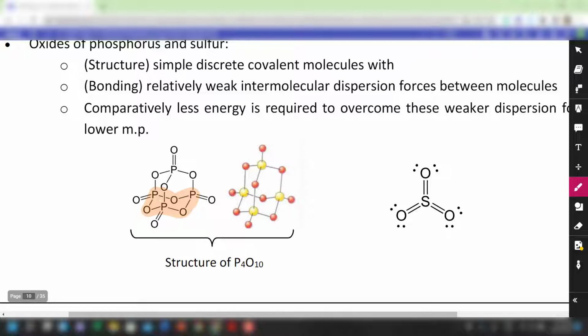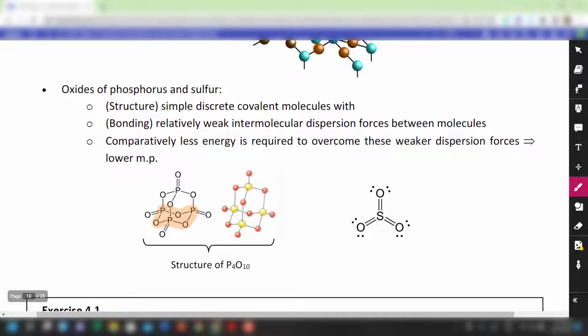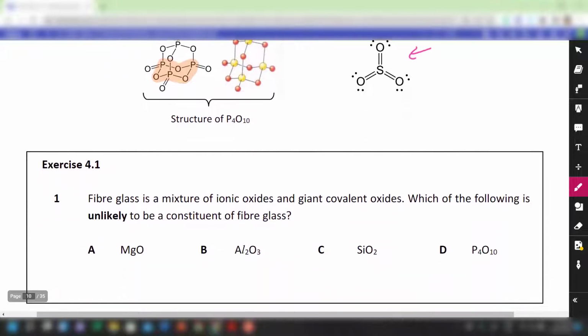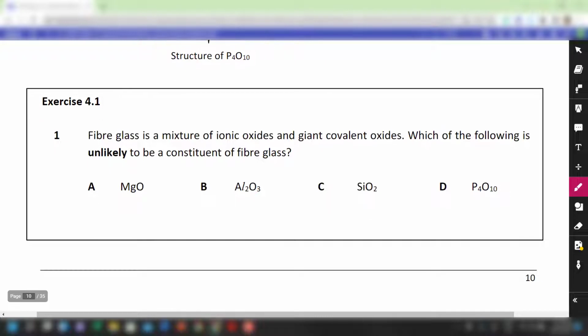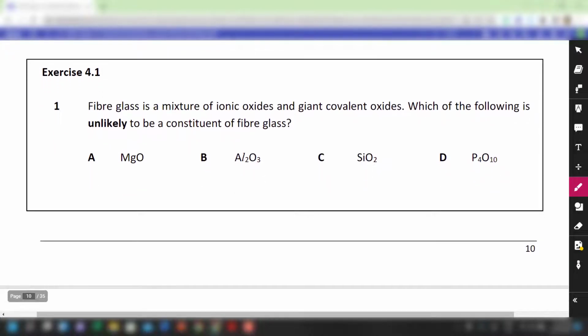For SO3, I think it's quite straightforward. For the dot and cross diagram, you know that it is able to form 3 double bonds with the oxygen, so it will take on a trigonal planar geometry. So you expect the dispersion forces between SO3 molecules to be weaker than that between P4O10 molecules. With that, we can look at the first exercise, which is 4.1.